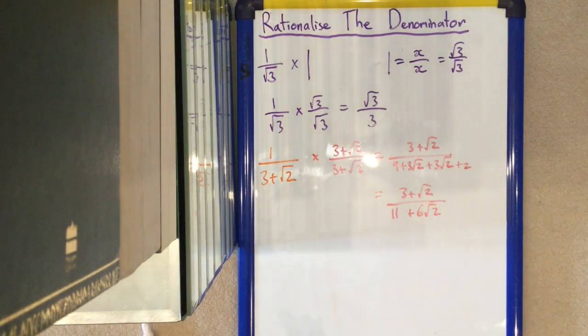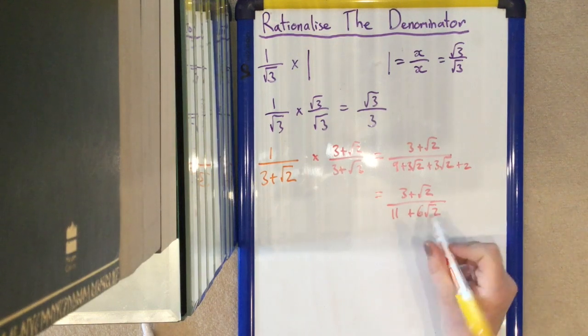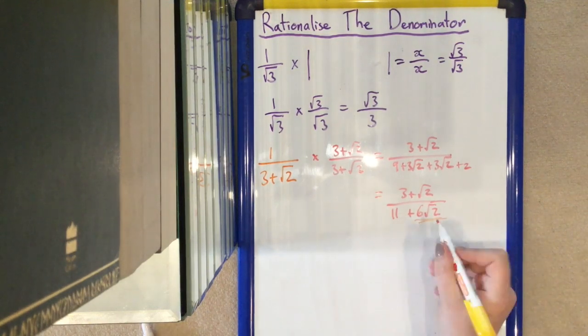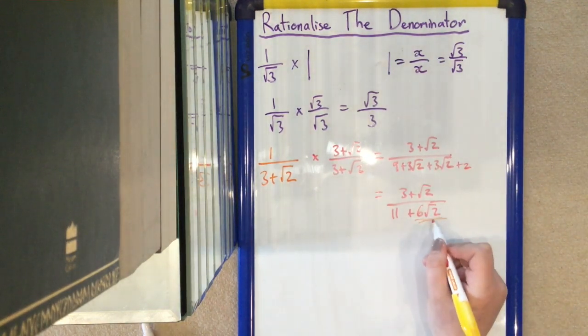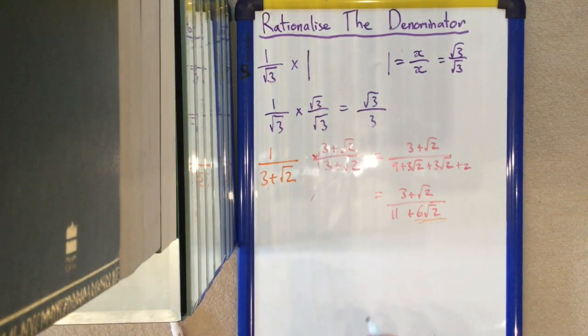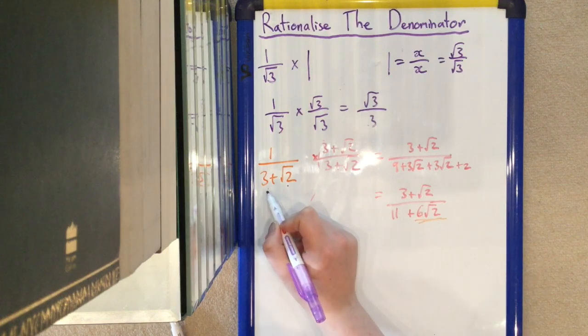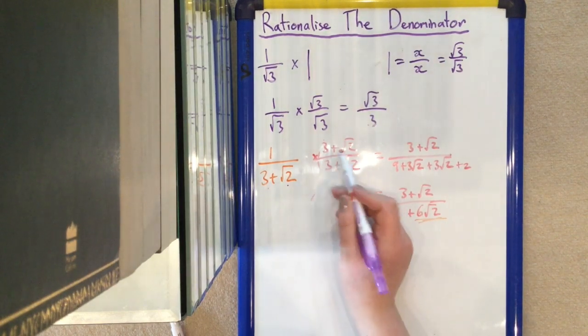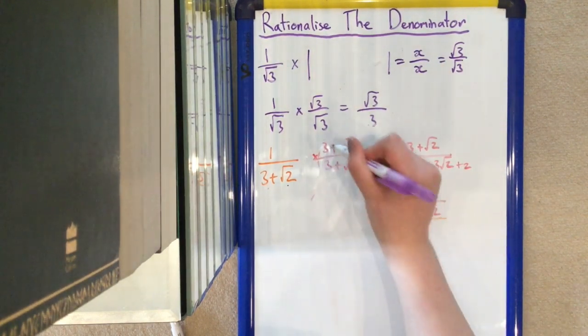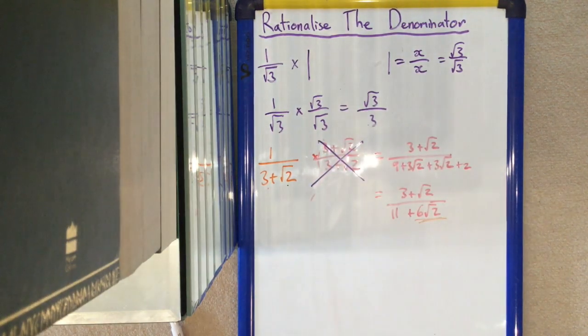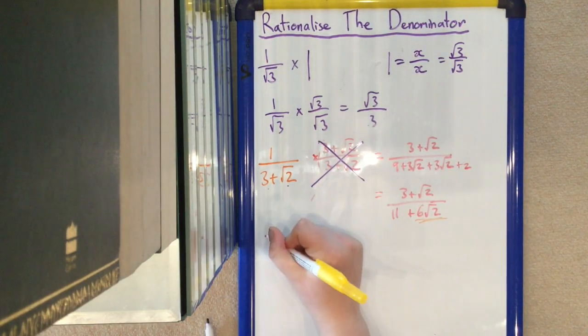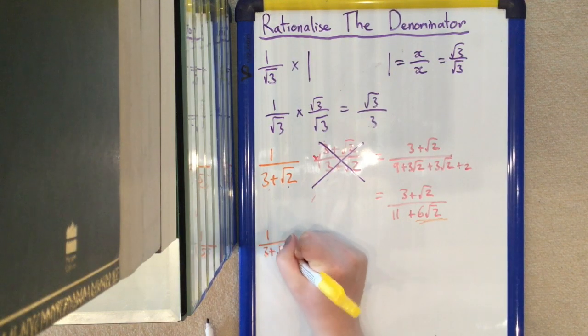Now as you can see, this has not had the desired effect of removing the surd from the bottom. There's still a root 2 in the denominator of this fraction. So if you come across a fraction with a surd in the denominator that has another term in the denominator, you have to change what you multiply by and not use the exact same thing. So let me rewrite this out, 1 over 3 plus root 2.